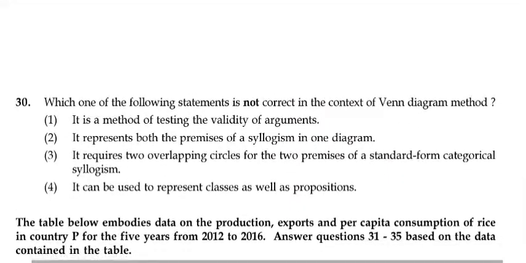Then number 30. Which of the following statements is not correct in the context of Venn diagram method? It is a method of testing the validity of arguments. It represents both the premises of a syllogism in one diagram. It requires two overlapping circles for the two premises of a standard form categorical syllogism. It can be used to represent classes as well as propositions. 30. Number 3 will be correct.